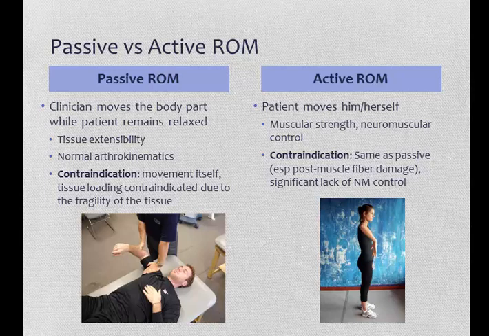Okay. Active range of motion, this is the one where the patient is going to move him or herself very actively, and we're not going to assist them. On top of the tissue extensibility and normal orthokinematics, what you can measure in addition is the muscular strength, because he or she is moving by themselves, and the neuromuscular control. So on top of these two things, you can add some additional measurement by having them perform active range of motion. So those will be considered as indications when they have some restriction in soft tissue or they don't have orthokinematics.